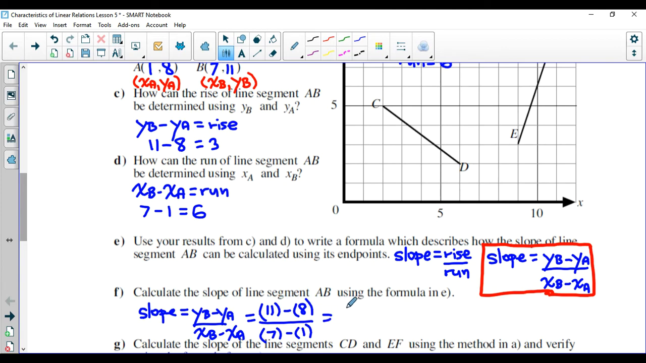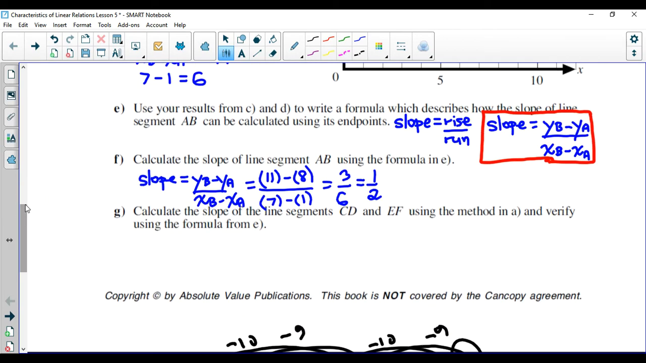So 11 minus 8 would be 3, and then 7 minus 1 would be 6. And then once again, if you take that and divide the top and bottom by 3, you'd get the slope is equal to 1/2. Okay, so whether I do it from a slope triangle on the graph or using the endpoints, I can actually calculate the slope of the line segment.